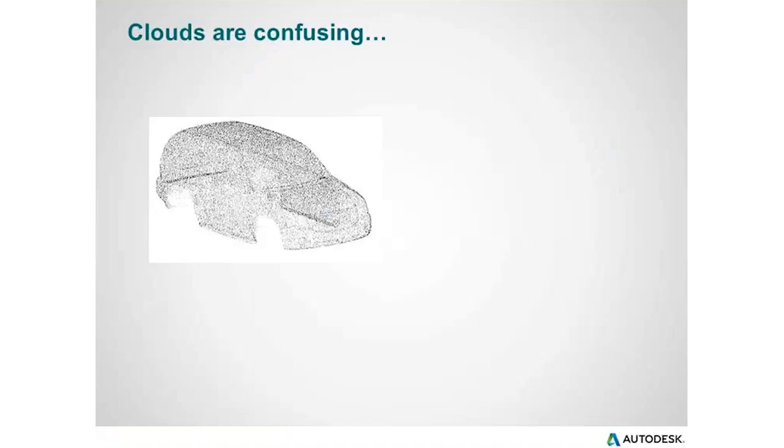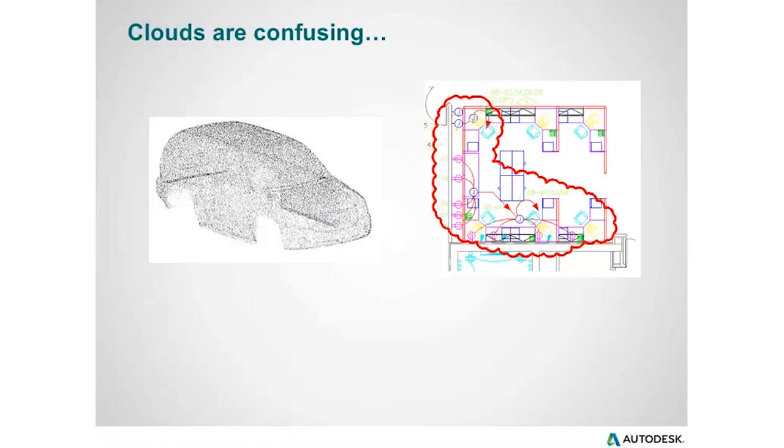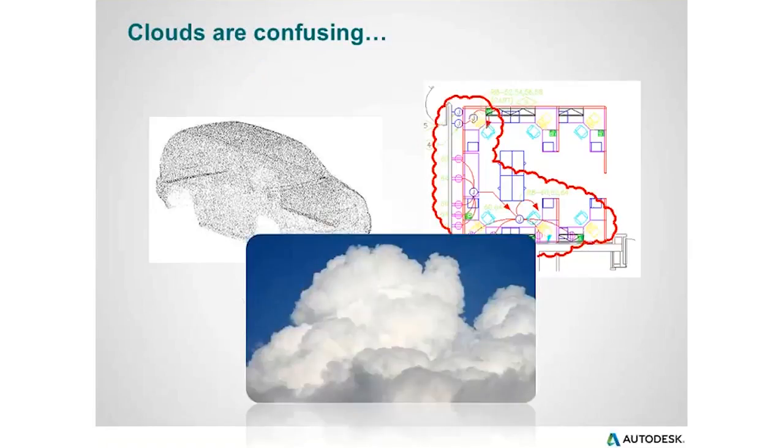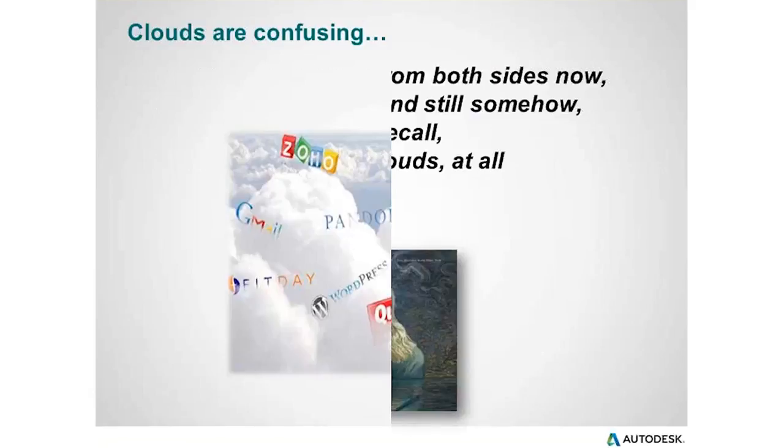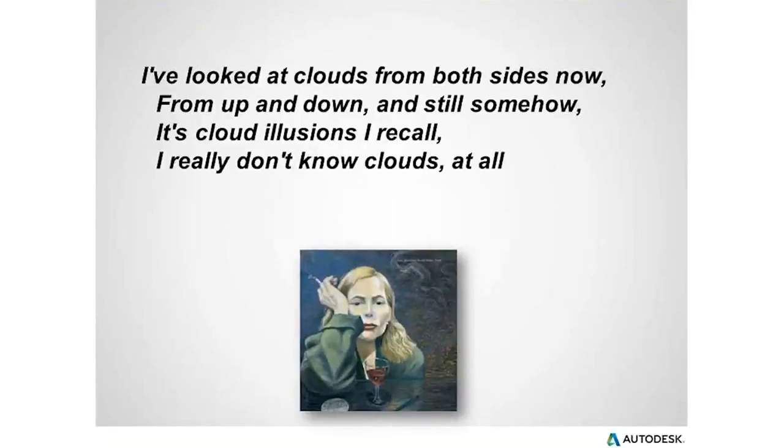For example, there are all different types of clouds, right? There are point clouds, there are revision clouds, there are these warm, fluffy clouds, and then there's all this software that's supposed to run on the cloud. It kind of reminded me of the Joni Mitchell song, which some of you might remember, Cloud Illusions. I recall, I really don't know clouds at all. Sadly, Joni Mitchell apparently is having health problems right now, but I'm sure she'd love to know that we were quoting her. But it is a little confusing.